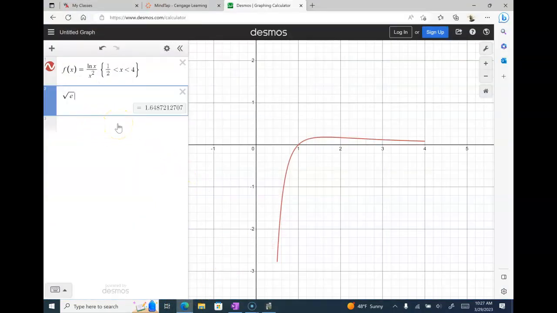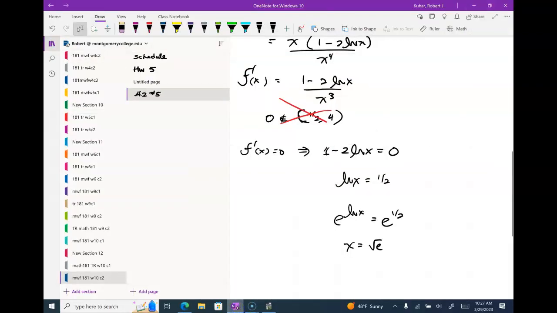So we're feeling pretty good about this. We still have to find that height at square root of e in the original function. So f of square root of e is ln of square root of e over square root of e squared. Ln of square root of e is 1/2, and square root of e squared is e, so I get 1 over 2e.